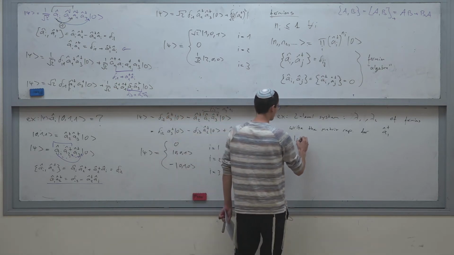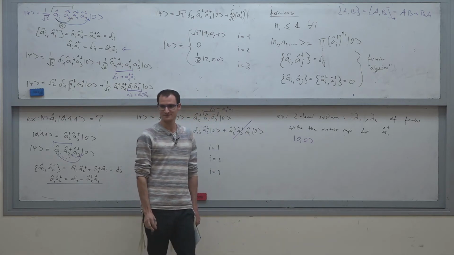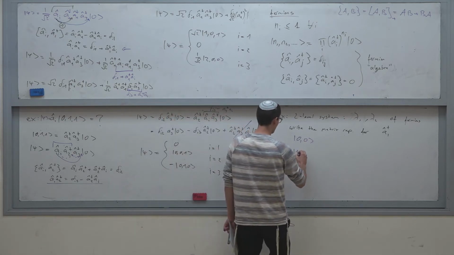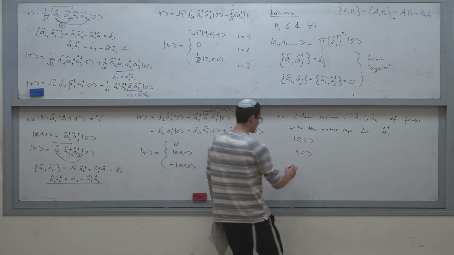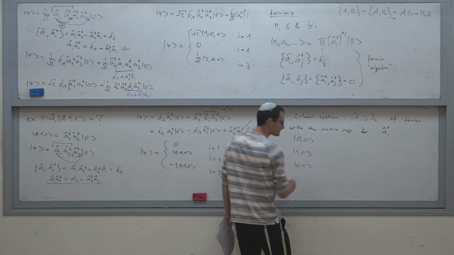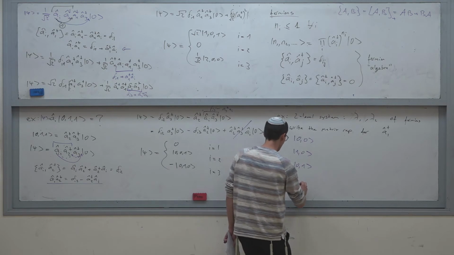So I can have 0 fermions: 0 particles in state 1, 0 particles in state 2. I can have 1 particle in state 1 and 0 particles in state 2. I can have 0 particles in state 1 and 1 particle in state 2. What else can I do? I can do 1, 1. I can have 1 particle each. Anything else?